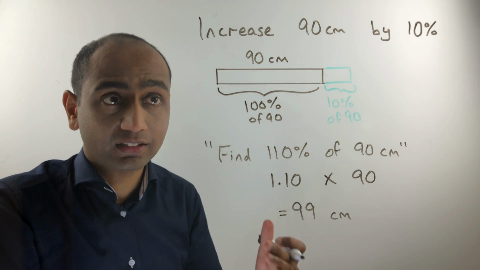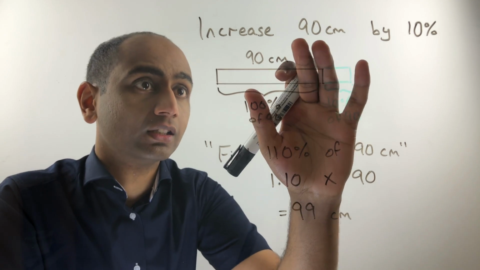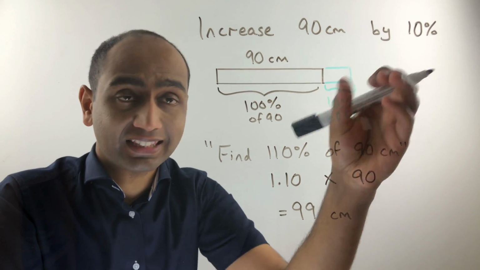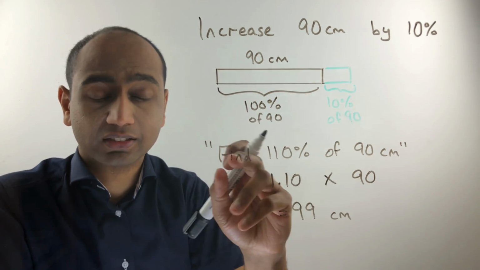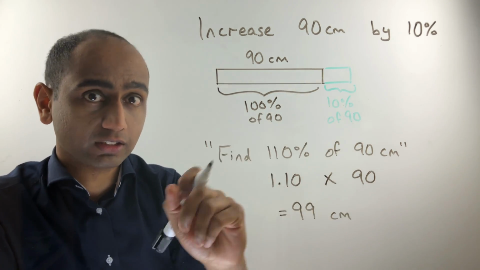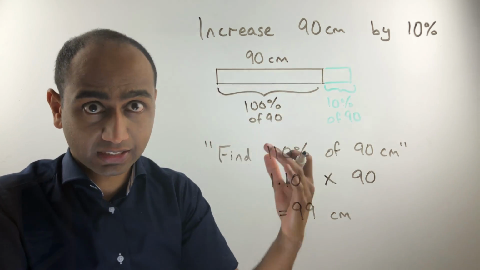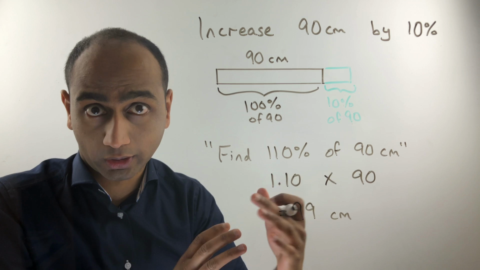The key step here then to realise is that if you are increasing a quantity by a percentage, what you need to do is add that percentage on to 100%, and that's the percent you're trying to find. So in this case, we've turned increase by 10% into find 110%.